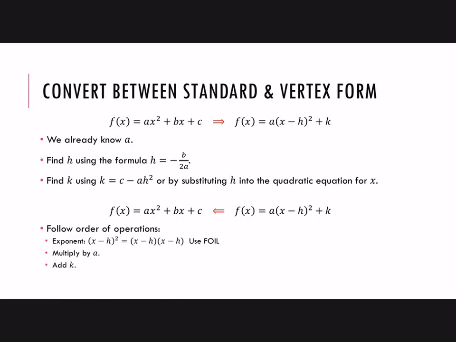So here's a quick summary of what you need to do to convert back and forth. If you're going this direction, switching from standard to vertex form, we already know a, it's still going to be the same. We need to find h, and we use the formula h equals negative b over 2a. And then we need to find k.